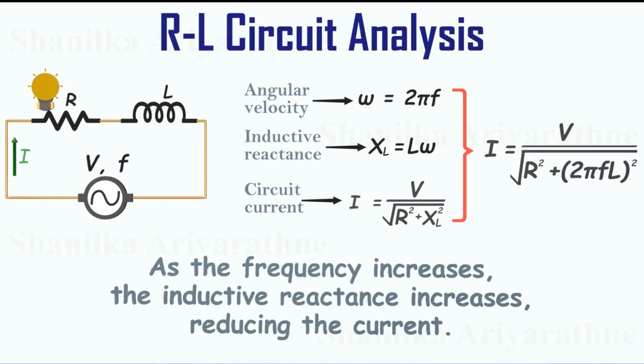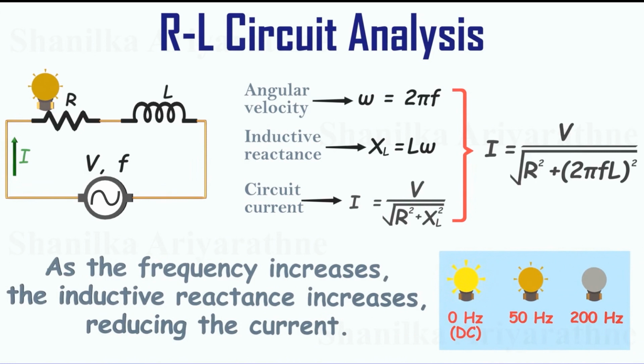This equation shows that as the frequency increases, the inductive reactance also increases. In simple terms, the inductor offers more opposition to the current at higher frequencies. And as that opposition increases, less current flows through the circuit, which is why the light bulb becomes dimmer, which perfectly matches what we observed earlier in the experiment.